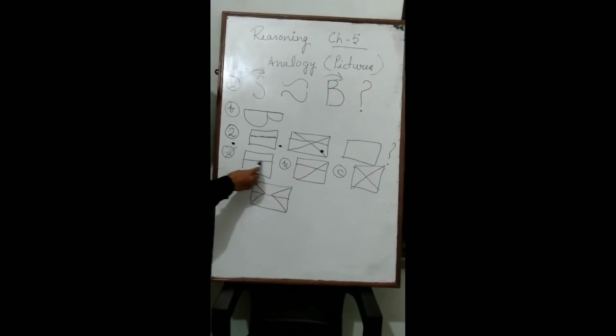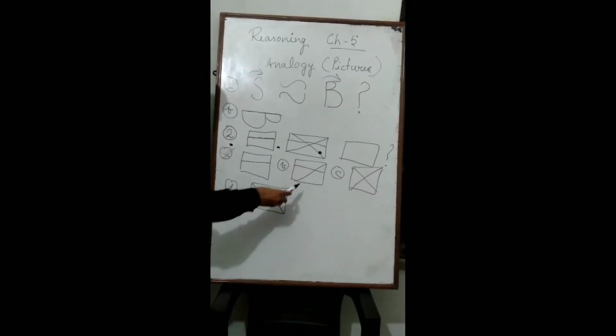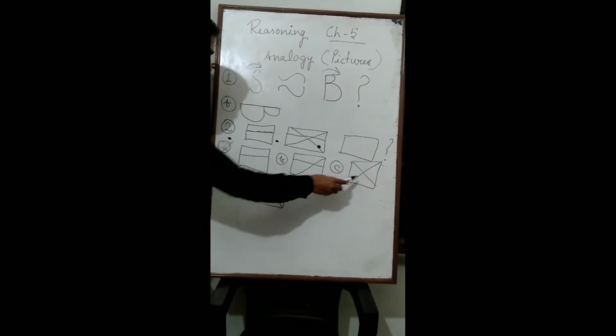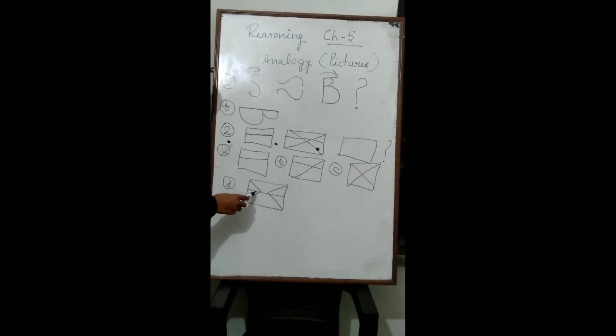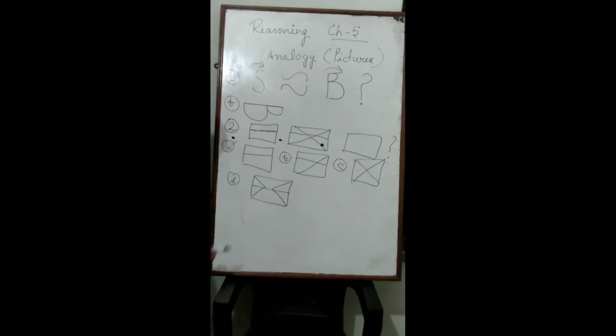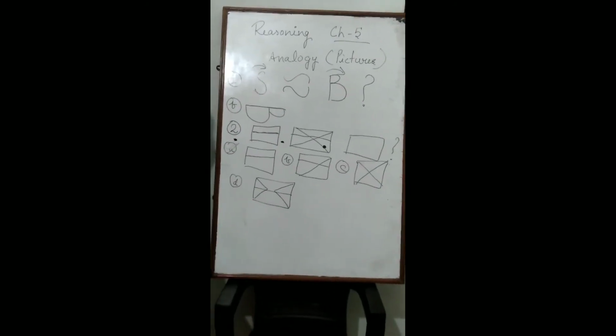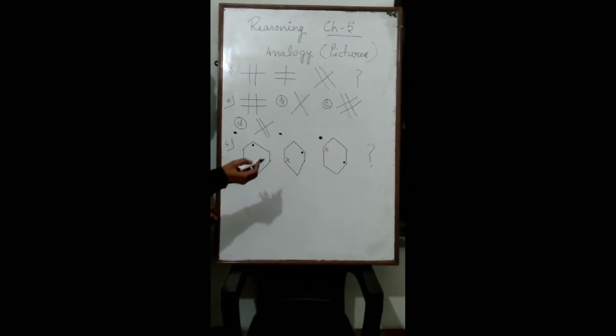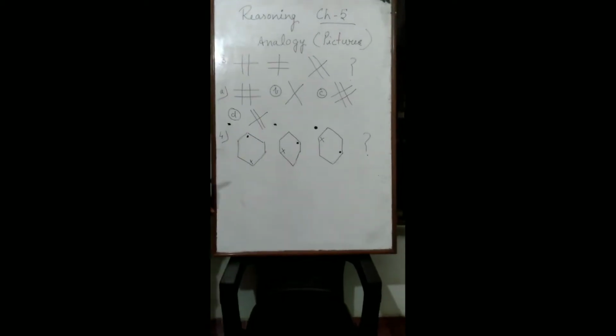Why? Because there is only one line. 1 means odd. You can see here are 2 lines, here are also 2 lines, and here are 1, 2, 3, 1, 2, 3, many lines. So which option is right? A option is right. Now students, let's see question number 3.